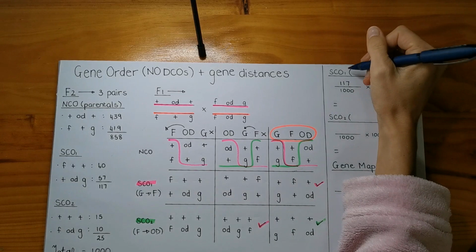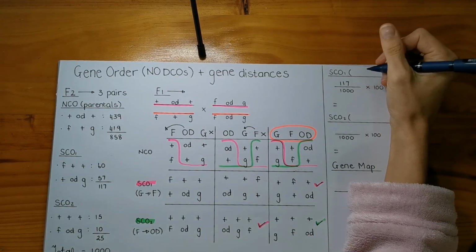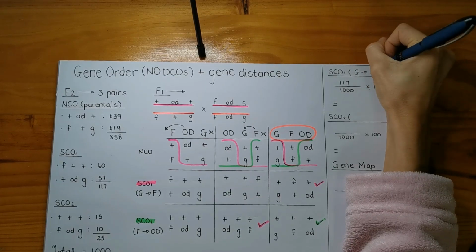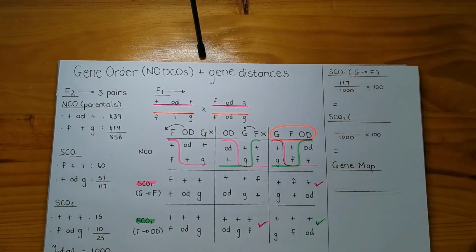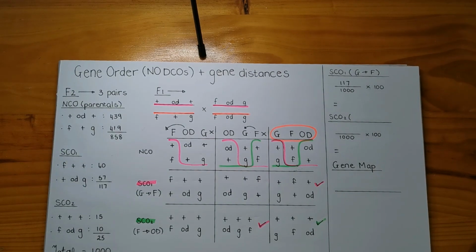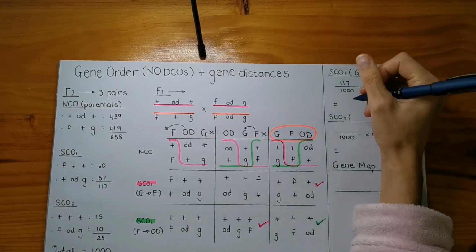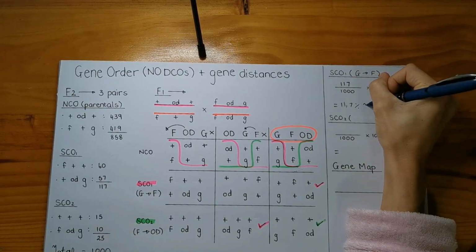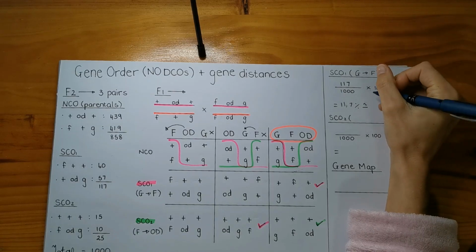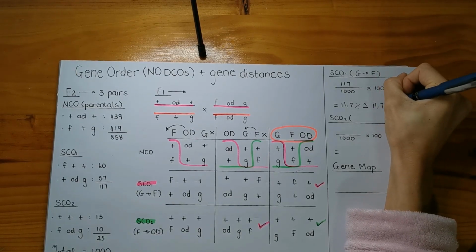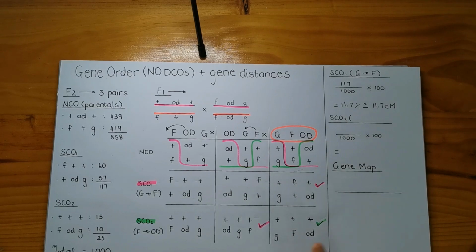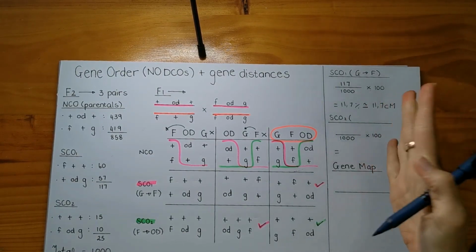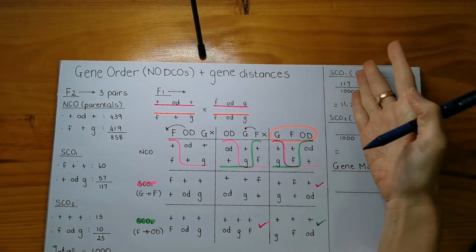Okay, so my single crossover is between G and F, right? So if I do that calculation, it is actually 11.7%. But remember, your percentages are also directly proportional to your centimorgans, your distances between the genes. So on our genetic map, well, we'll get to that. Okay, let's just leave that. So now we've got our distance between G and F.